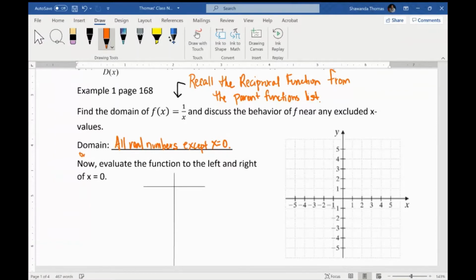Or another way we could write it: negative infinity to zero, parenthesis, union, zero to infinity. What is that notation called? What type of notation is that? Interval notation.